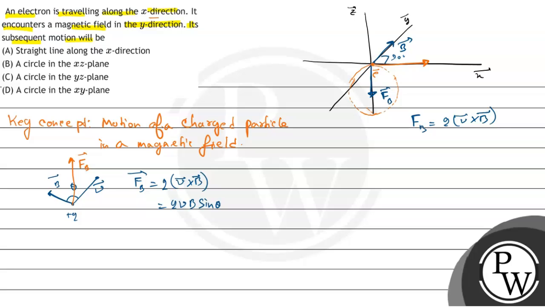And at every point of that circular path there acts a magnetic force which is acting toward the center of the circular path, right? So it will do a circular orbit, circular path in exact direction, exact plane. So the correct answer is B, that a circle in the exact plane, right?